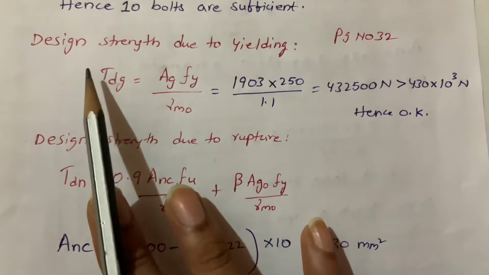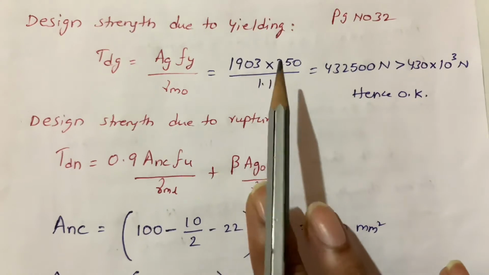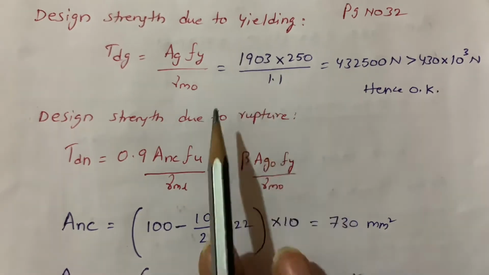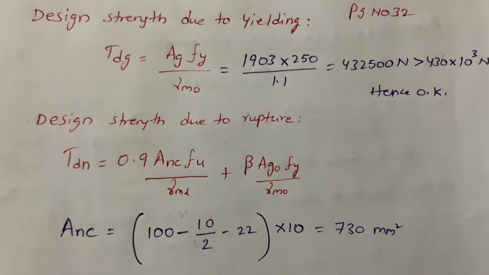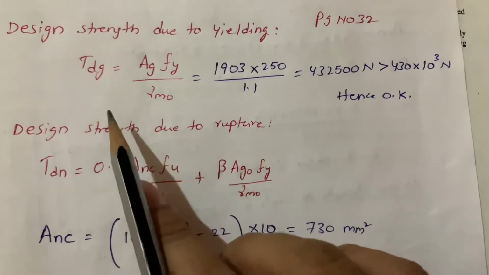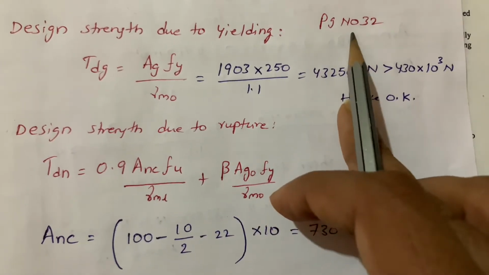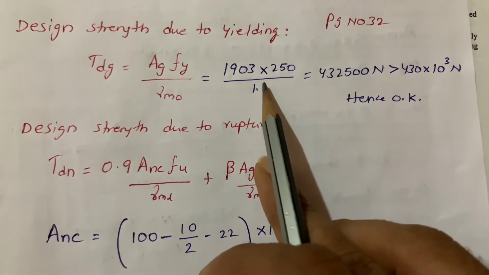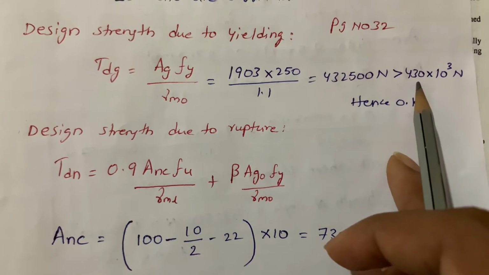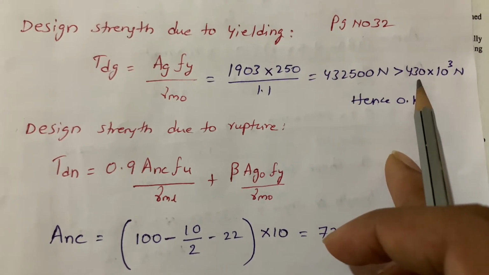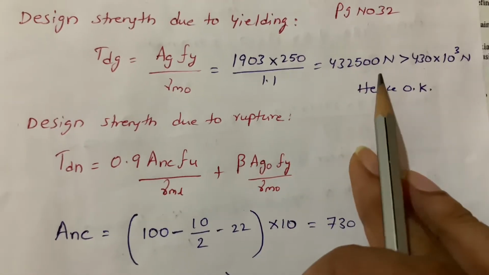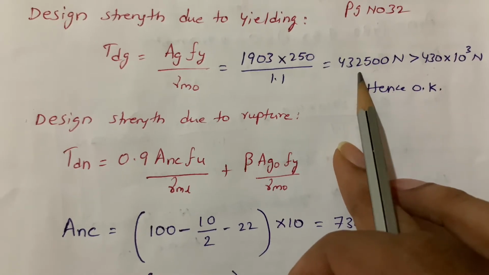And after that, I am going to calculate design strength due to yielding. So for tension members, in previous videos I calculated the strength of the yielding, strength of the rupture and block shear strength. For tension members, we are going to calculate these three failures. So Tdg equals Ag fy by gamma m0, which is available in page number 32. So after substituting these values, I got 432,500, which is greater than 430 into 10 power 3 newtons. Hence it is okay. This means this is the load and this is the strength. That's why it is okay.